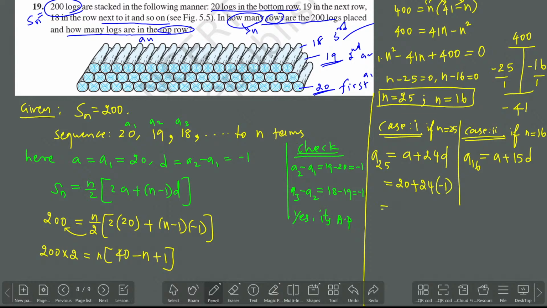Minus 1. So what am I getting? 20 minus 24, which is equal to minus 4. This is rejected, because in counting we never get a negative value.